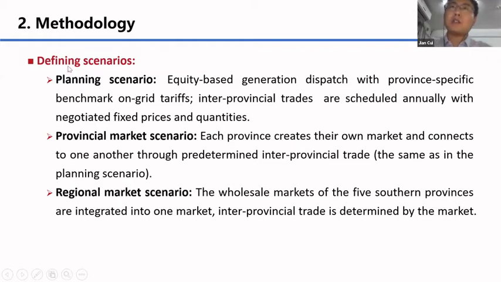If we change the definition of the planning scenarios, it won't influence our basic conclusions, because we compared the provincial market with the planning scenario and compared the regional market with the planning scenario. So the conclusion between the provincial market and the regional market, which is better or more efficient, may not change much, because they are compared against the same scenario definitions.